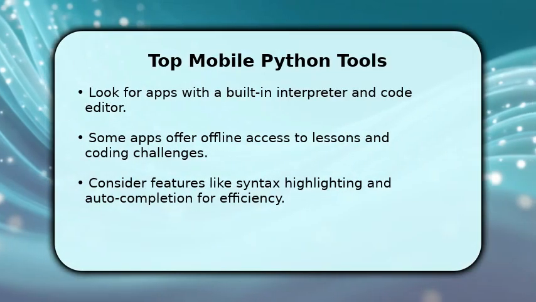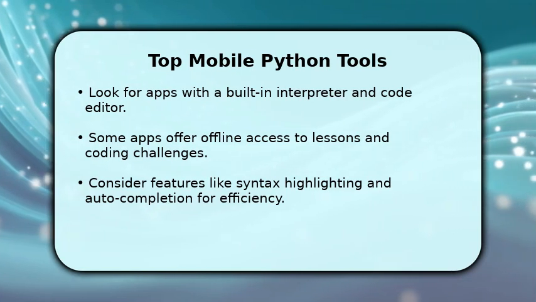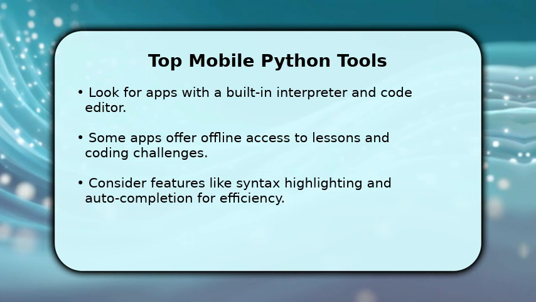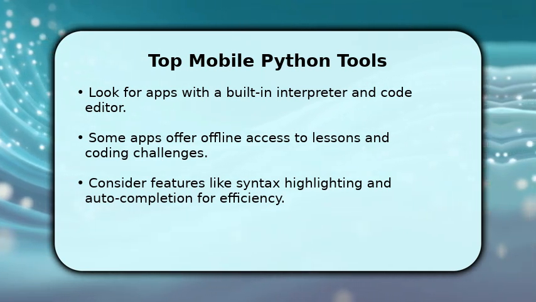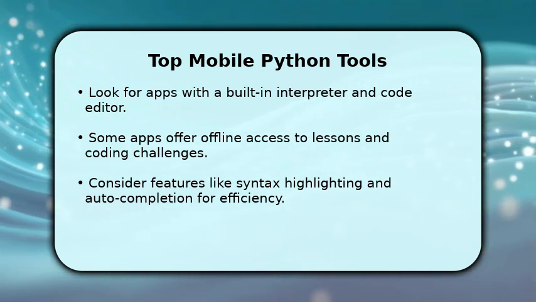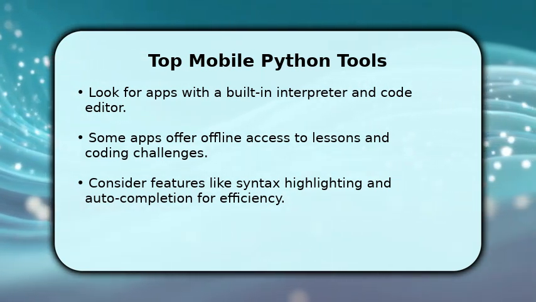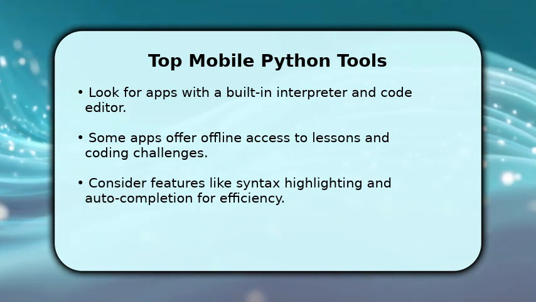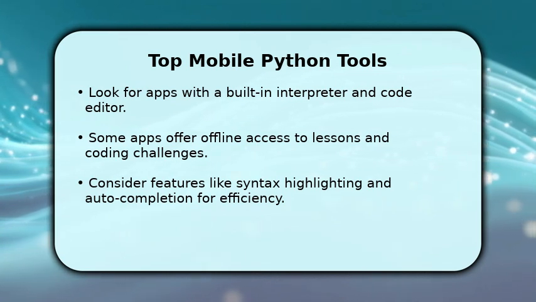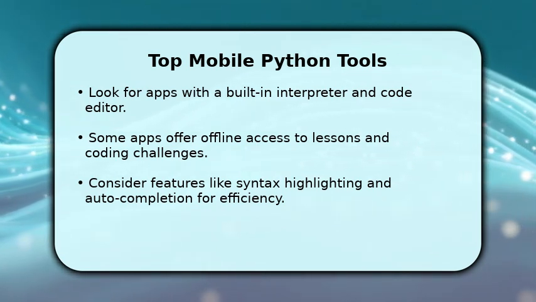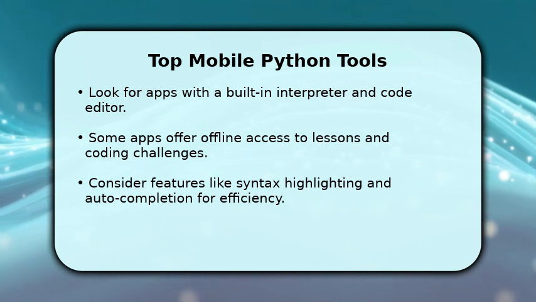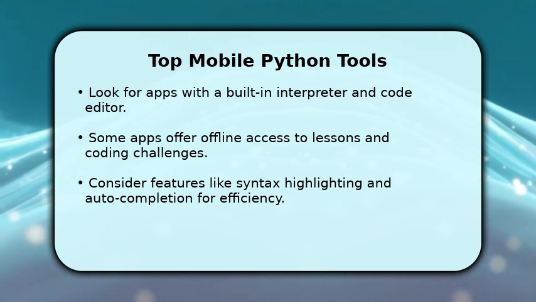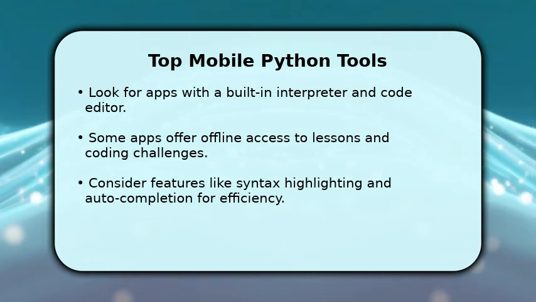When selecting a mobile app, prioritize those with a robust Python interpreter and a user-friendly code editor. Apps like Pidroid 3 for Android or Pythonista for iOS are popular choices, offering a comprehensive set of features. Many provide offline access, so you can continue learning even without an internet connection. Also, check for community support or integrated forums where you can ask questions and get help from other learners. This ensures a smooth and supported learning experience.